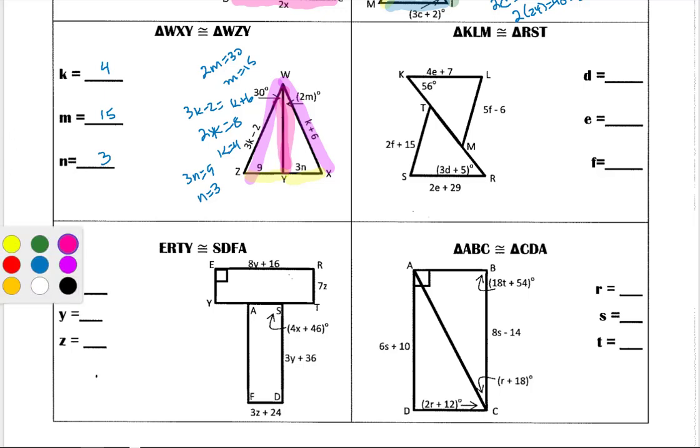So pretty much the same pattern goes for the rest of these. We can see that 4E plus 7 is going to match with 2E plus 29. 2F plus 15 is going to match with 4F minus 6. And 56 degrees is going to match with 3D plus 5.